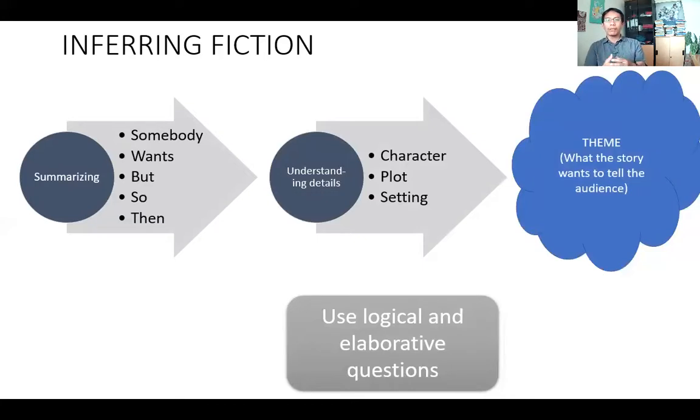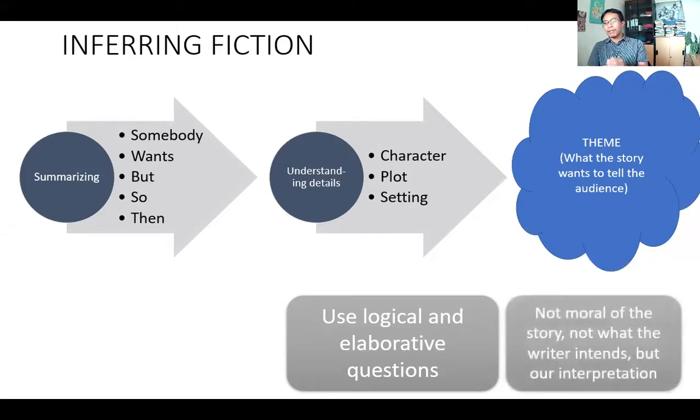So we interpret the message of the story. And this message of the story is pretty much what the story wants to tell us, not what the writer wants to tell us, okay? So please remember, it's not the moral of the story. It's not what the writer intends to say or intends to tell us. And it's our interpretation. But still, if you want your interpretation to be, well, scientific, then you have to be able to provide evidence and to explain the evidence. Remember again, this is not what the writer wants to tell us. It's almost impossible to do that.